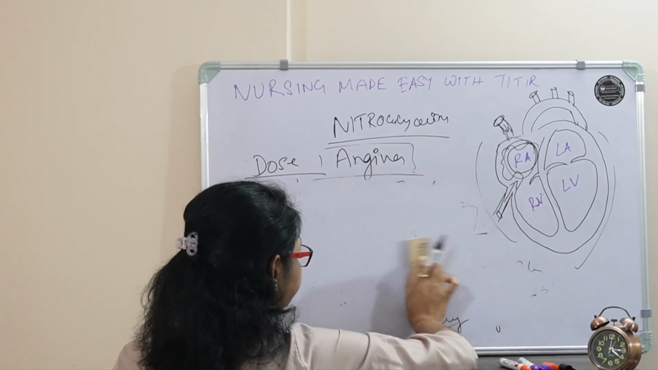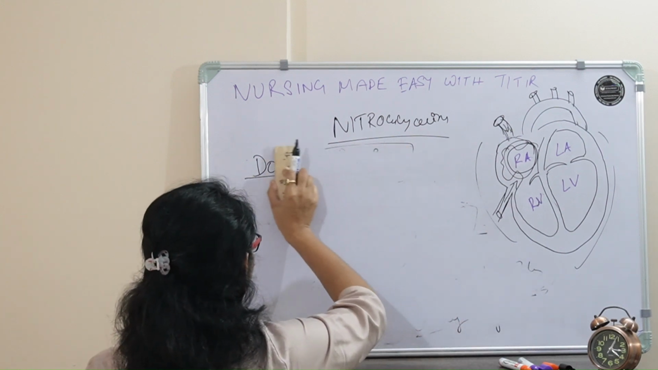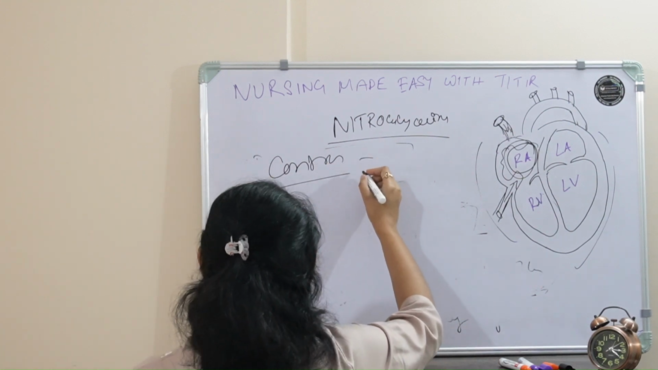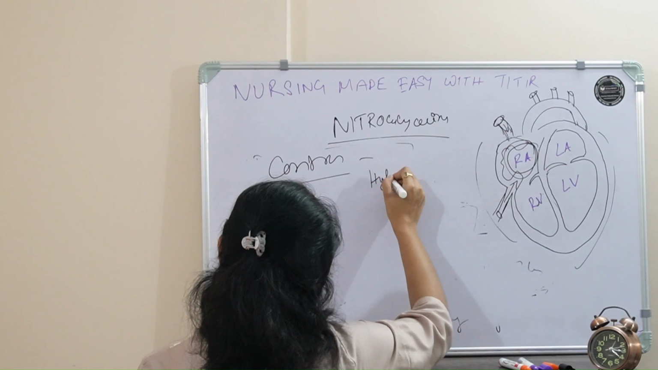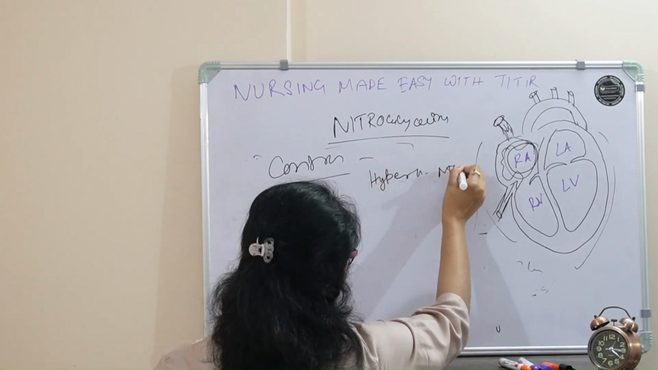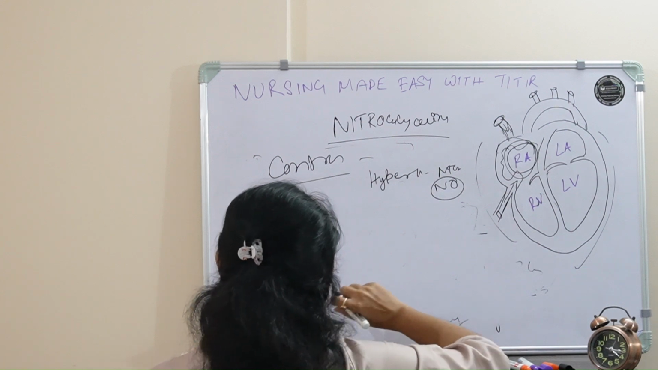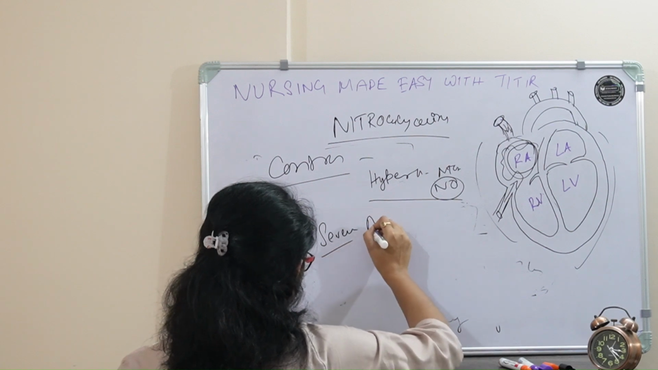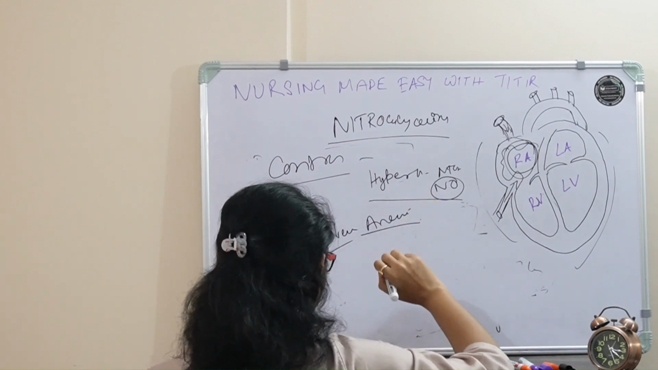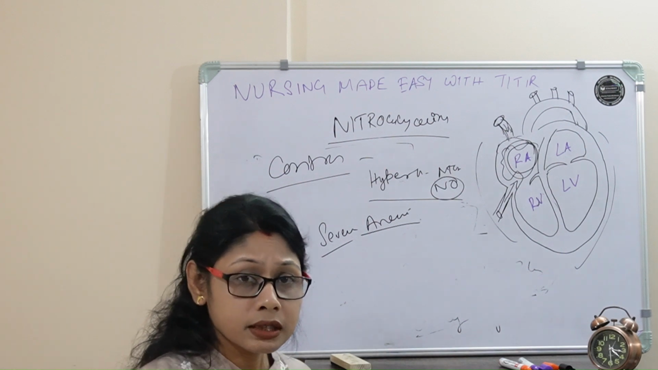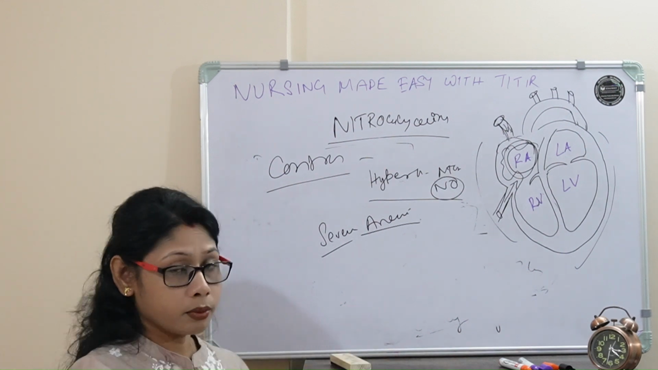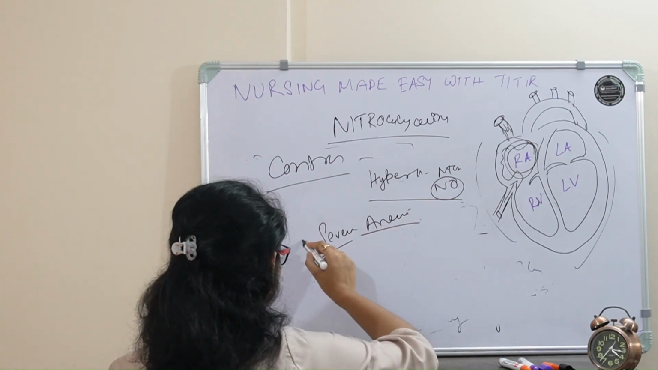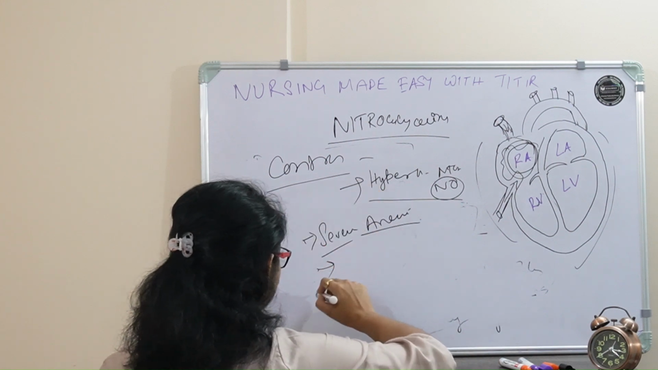Next, come to the contraindications. If the patient is hypersensitive to NTG or nitrous oxide, then we can't use this drug. Second is severe anemia. If the patient is severely anemic, the oxygen supply will be low, and if we increase the oxygen demand, there will be adverse effects. So we can't give it to patients who suffer from severe anemia.